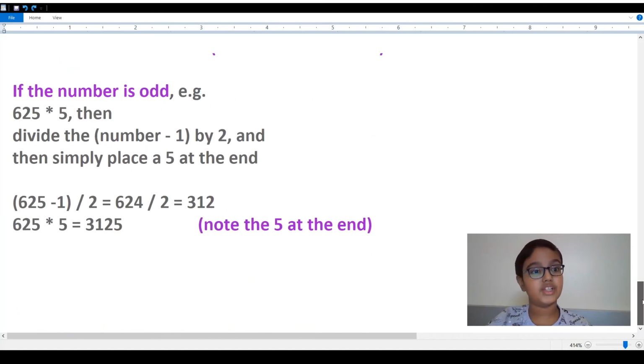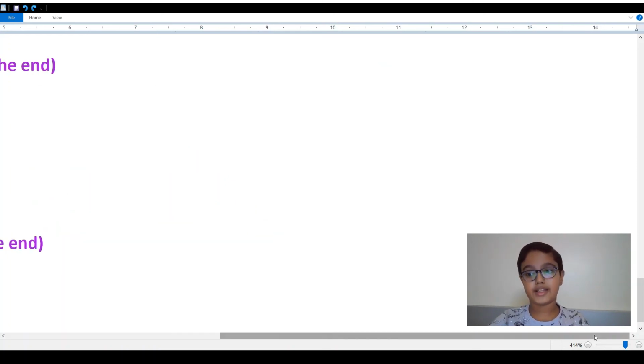But if the number is odd, for example 625 times 5, first we subtract 1 from the number and then we divide it by 2. After that we simply place a 5 at the end. For example, 625 times 5 is 625 minus 1, which is 624. 624 by 2 is 312. So 625 times 5 is 312 and a 5 at the end, because we have to add a 5 at the end if it is odd.